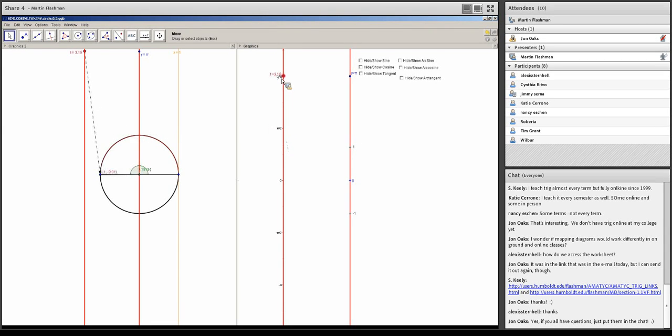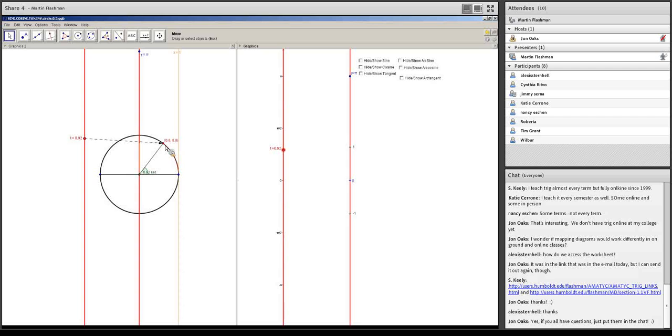And here's pi. Now we go on the other side. It's going to do a little bit weird stuff here, but we'll just move it around, and we can see how that looks for negative angles. All right, so now we've got our correspondence, and you can see the coordinates here.